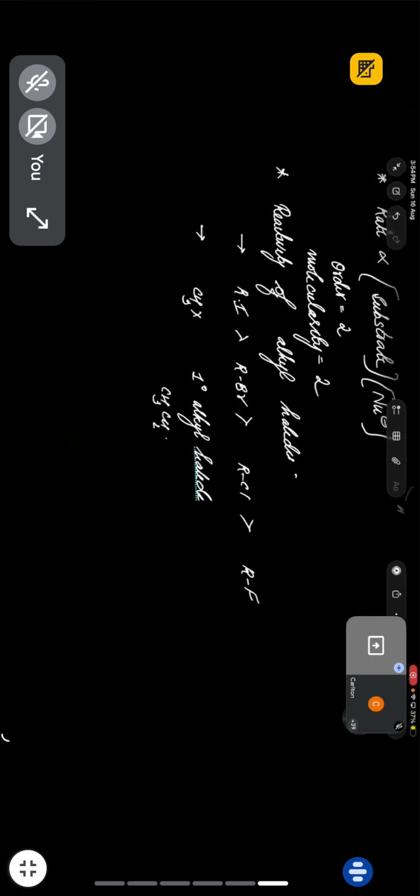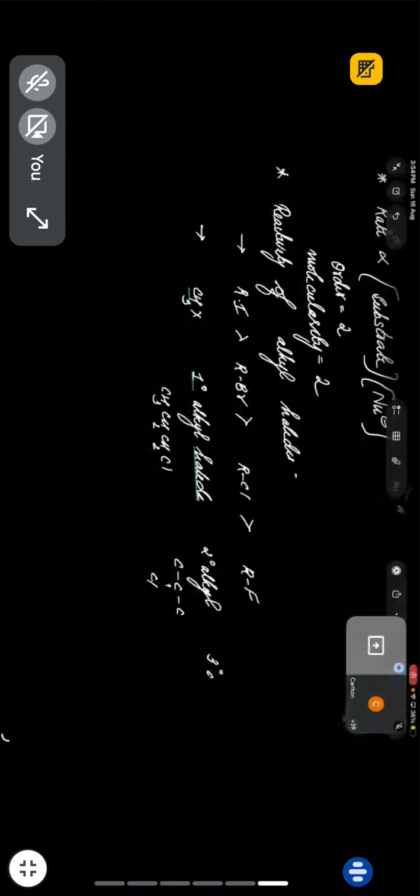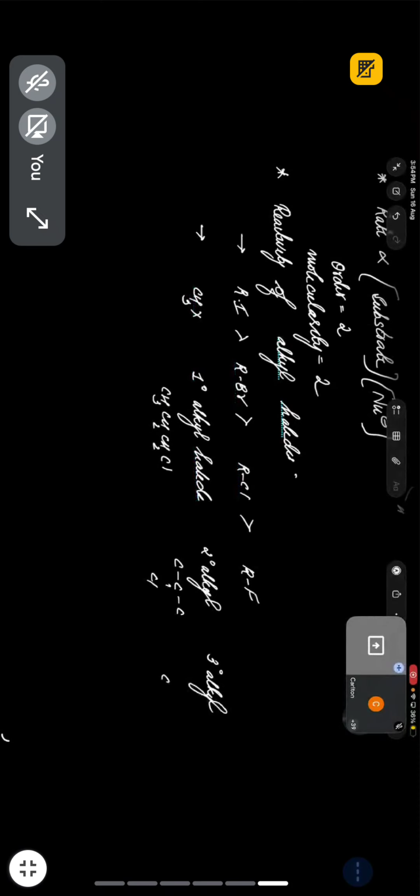CH3CH2Cl, can I say CH2Cl? Then what's an example of a secondary alkyl halide? Yeah, CH3CHClCH3. And then you have a tertiary alkyl halide. Can you give me the order of which one will be more reactive in SN2 mechanism? Why?